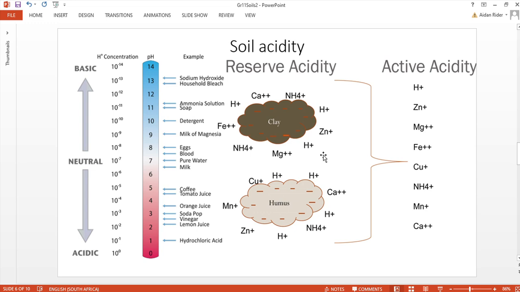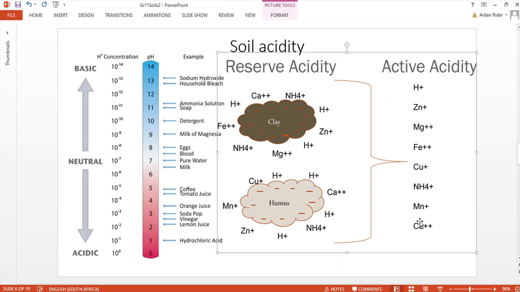Specifically, your hydrogen atoms that are adsorbed cause or influence the acidity. Usually your reserve acidity is higher than the active acidity. So there are usually more hydrogen atoms adsorbed to soil particles than there are freely available in the soil.